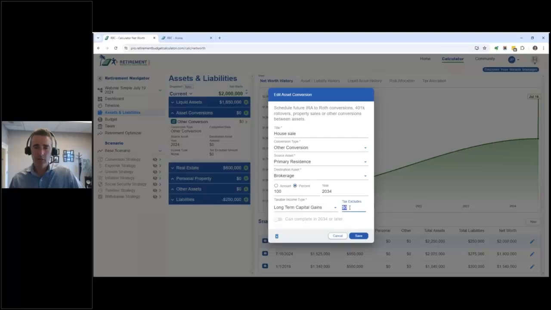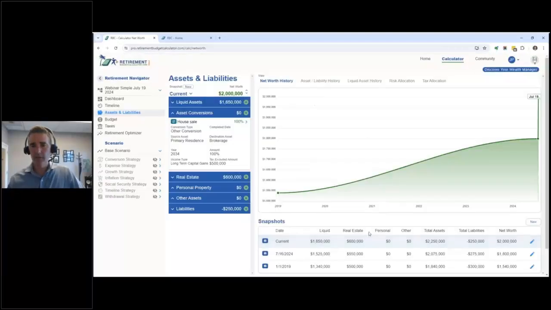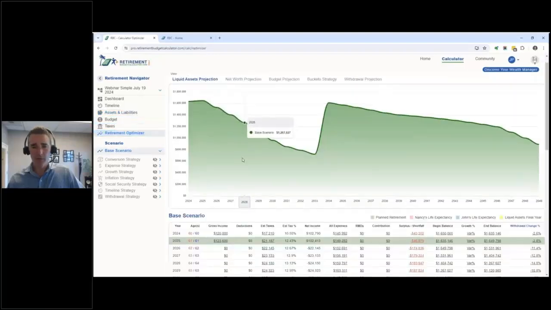And then you get to exclude the basis, so how much you paid for the house and improvements that you've made. You also get your lifetime exemption. So let's just say that it's $500,000 if you're a married couple. That's not going to be taxed on that sale. And we save it.